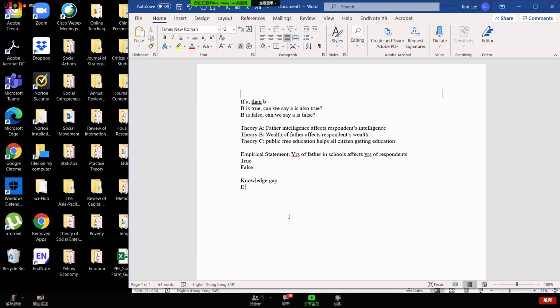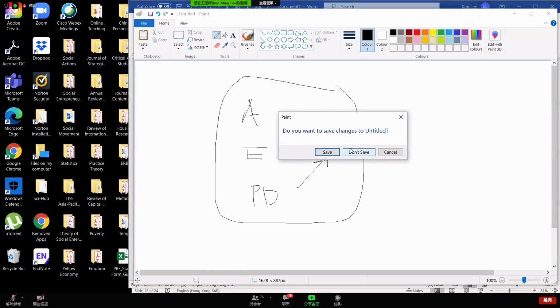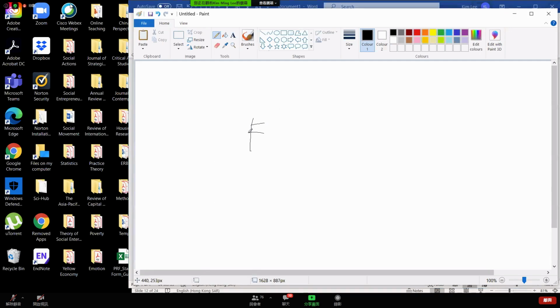Another knowledge gap is, for example, the status attainment model, the simple one. That means the mother's education affects the respondent's education. But some people say that in between, how the education affects the respondent's education, there's something missing. They think that if your father has a very high education, then they expect you to have high education as well. So something here, what we call expectation.